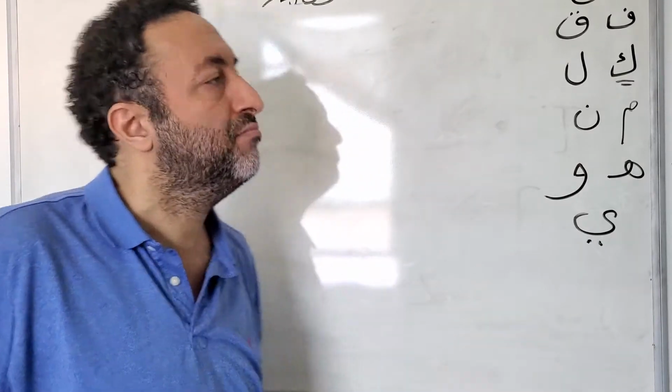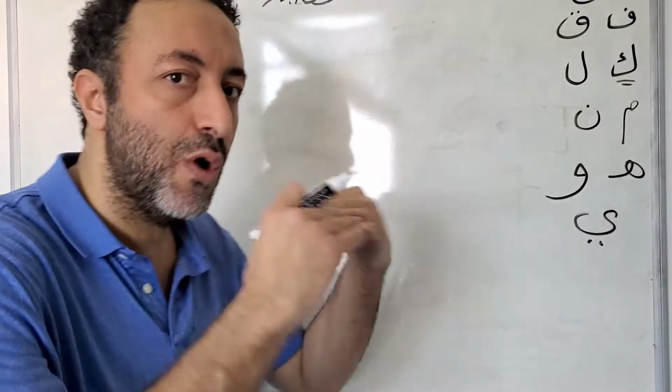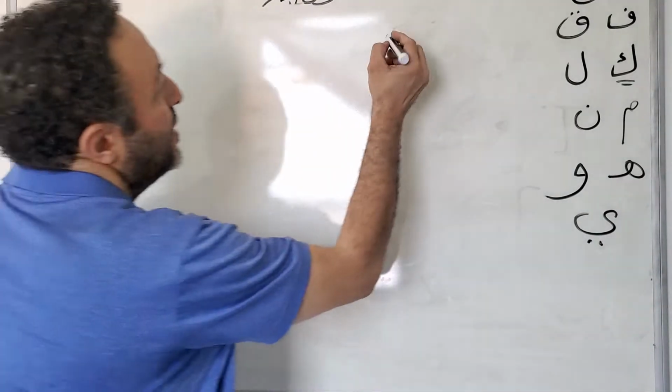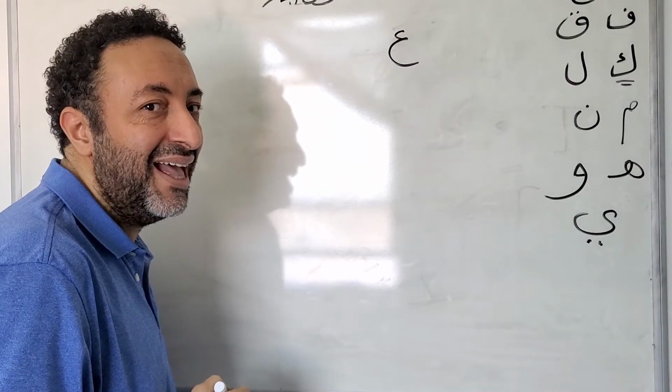Alright guys, so today we're gonna finish what's left of the letters. I'm gonna do them all. It's gonna be easy. Well, not super easy because some of the letters are hard to pronounce, but we learn them later on. Okay, we're gonna start with the Ain. Ain.